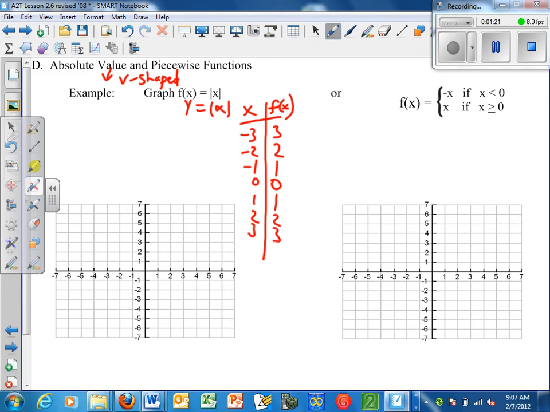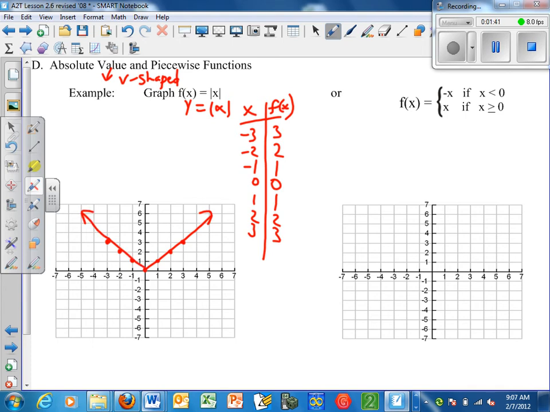If I plot these points, negative 3, 3 is right here. Negative 2, 2 is right here. Negative 1, 1. 0, 0. 1, positive 1, 2, positive 2, 3, positive 3. And I said it's going to be V-shaped. Anything with absolute value is a V-shaped graph.